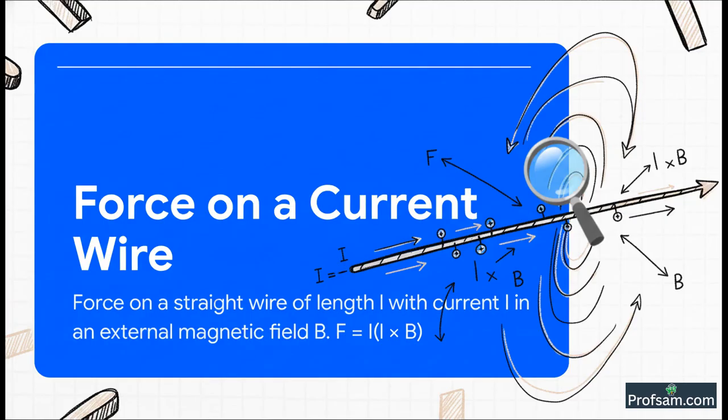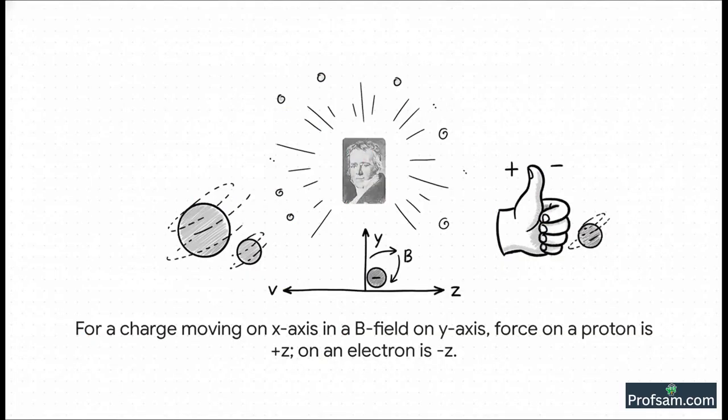F equals I into L cross B. Here, L is a vector that has the length of the wire and points in the direction of the current. And guess what? You can use the exact same right-hand rule to find the direction of this force too. Let's look at a very simple example from your textbook to see this in action.